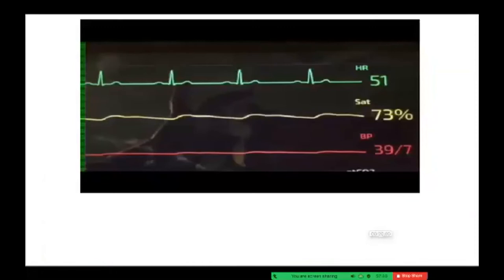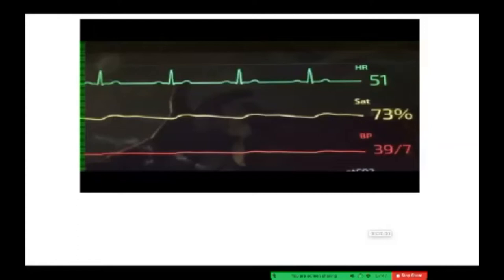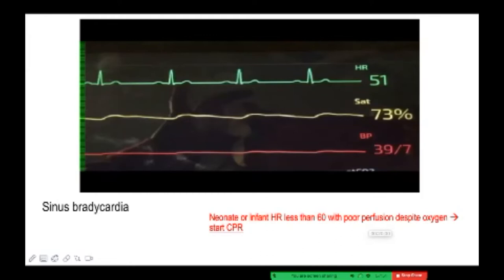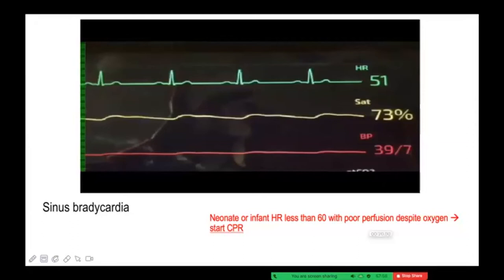And now we are seeing one patient with a heart rate around 50, bradycardic, but pulse is there. So when you talk about bradycardia in a child, sinus bradycardia, always remember this. Vandana also talked about it in her CPR algorithm. In a neonate or an infant, when the heart rate is less than 60 with poor perfusion, despite adequate oxygenation, you have to start CPR.